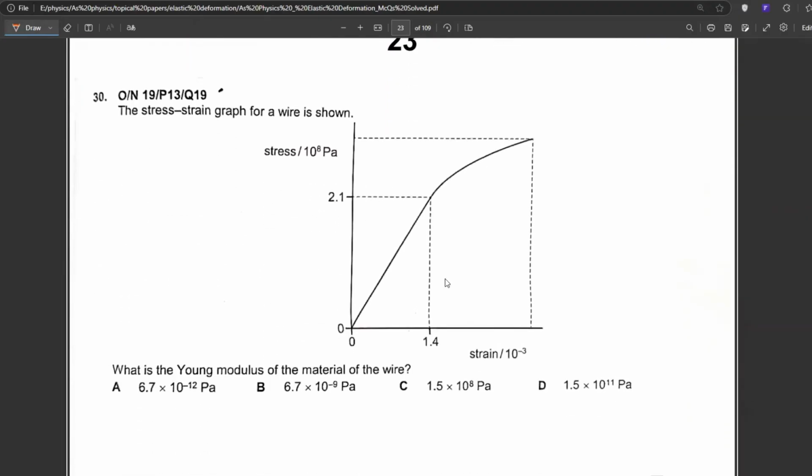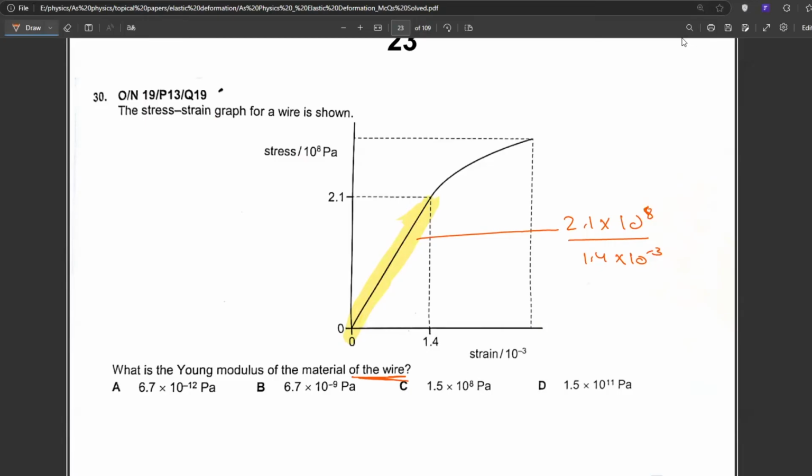What is the Young's modulus of the material of the wire? You have to calculate the Young's modulus of the material of the wire. Now always remember that the Young's modulus can only be calculated in the linear region of stress versus strain. Let's calculate the gradient here. 2.1 into 10 raised to the power of 8 divided by strain, that is 1.4 into 10 raised to the power of minus 3.